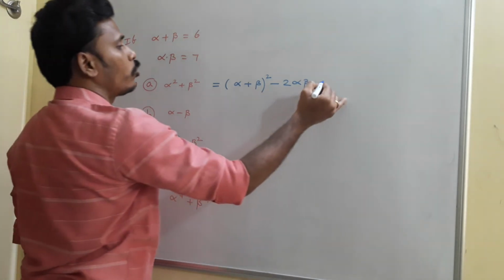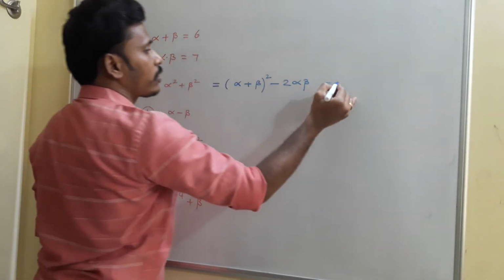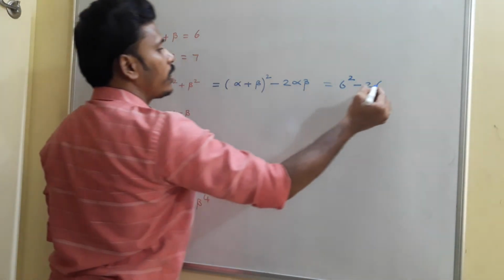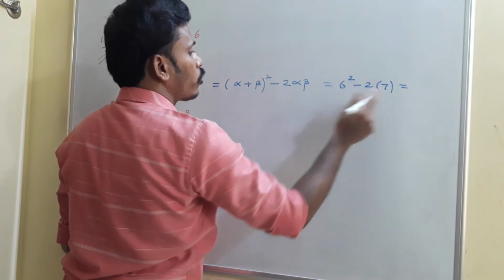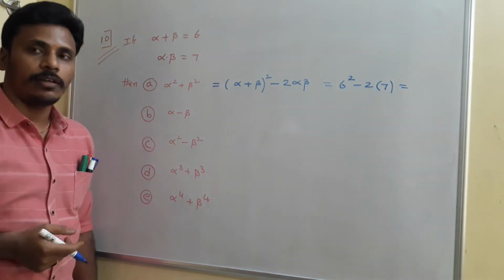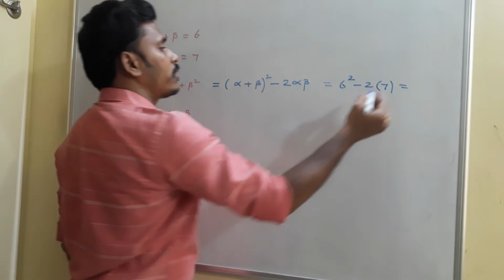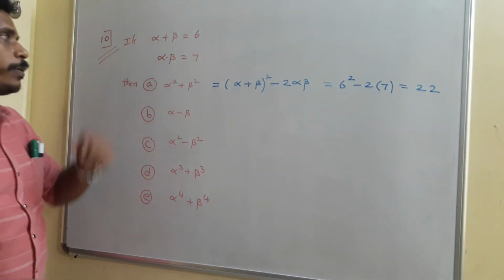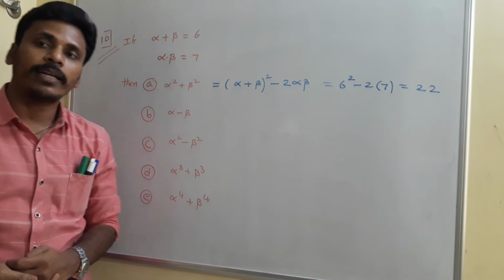And this is equal to alpha plus beta is given as 6. So 6 square minus 2 into alpha into beta, which is 7. So that is equals to 36 minus 14. So you just simplify it. 36 minus 14 is how much? 22. So alpha plus beta is 6, alpha into beta is 7.